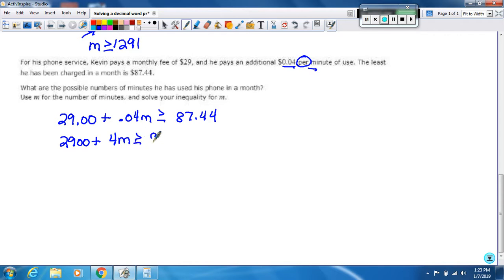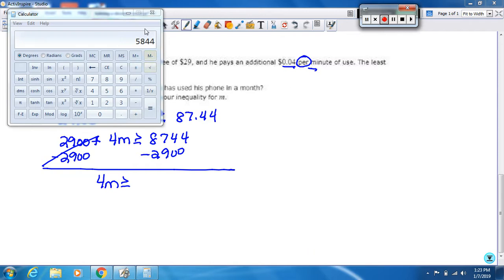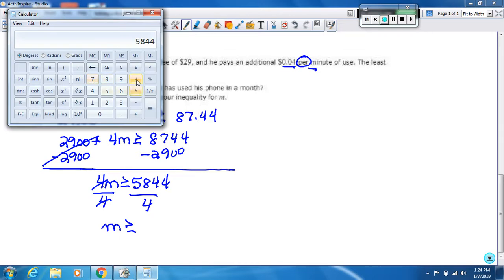is greater than or equal to 8,744. I'm going to subtract 2,900 from both sides. Opposites cancel. Bring down the 4M is greater than 5844. I'm going to divide both sides by 4. Top cancels with bottom. M is greater than or equal to 1461.